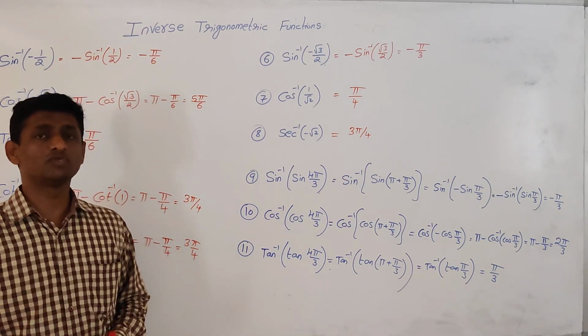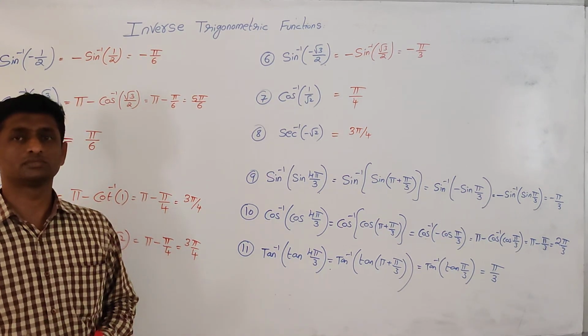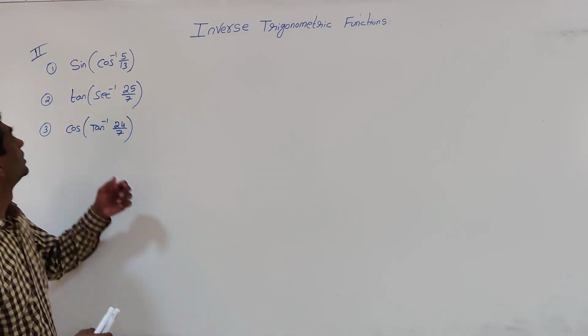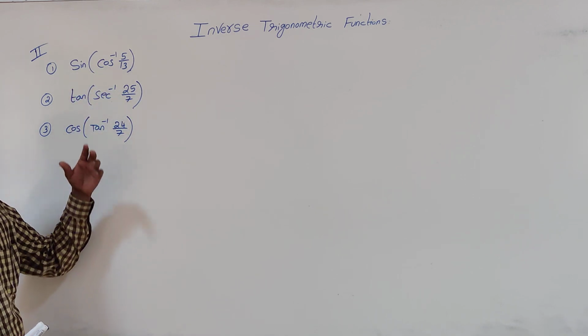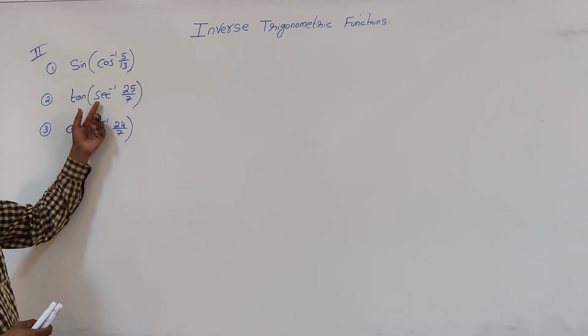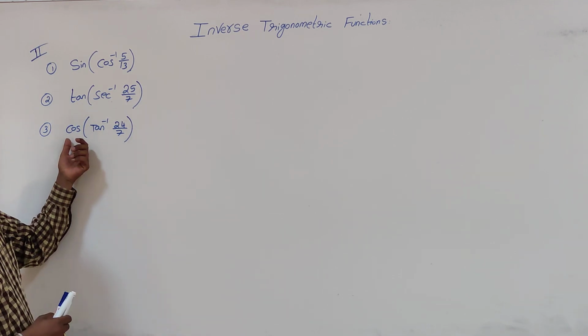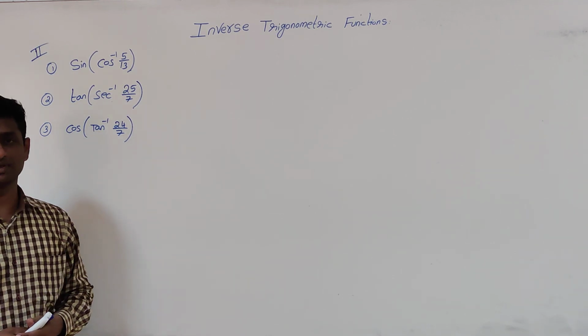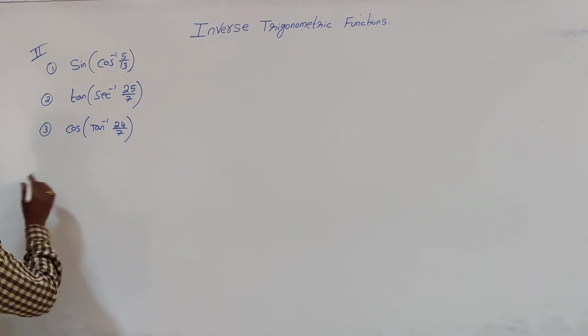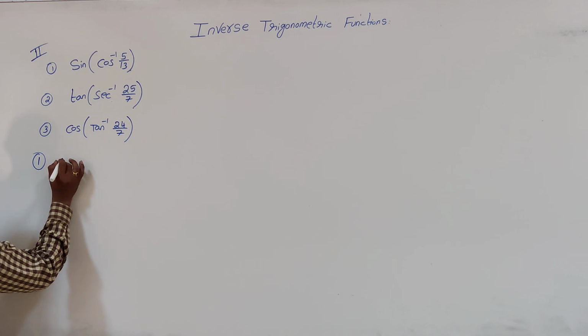Next, we'll go for the second problem. So the second problem is: solve these composite functions. Sin of cos inverse of 5 by 13, tan of secant inverse of 25 by 7, cos of tan inverse of 24 by 7. So we'll see the solution one by one. So first one, what is given?